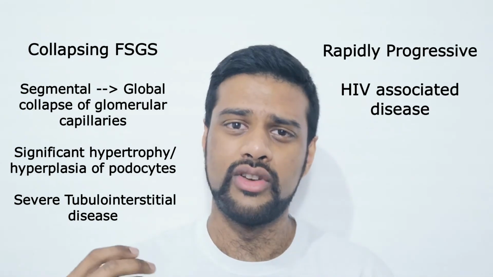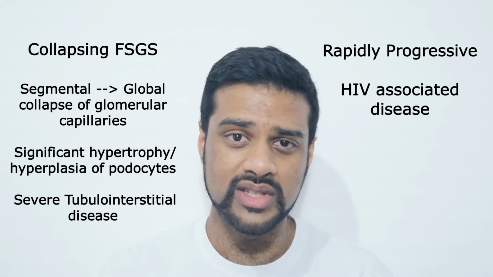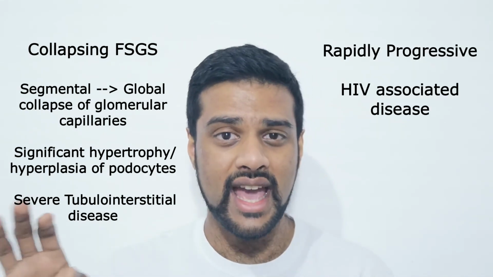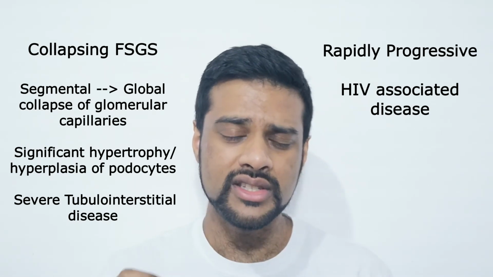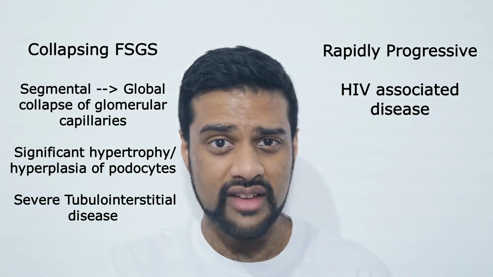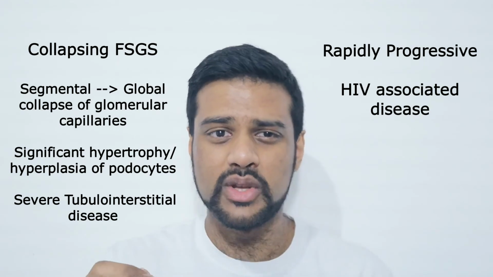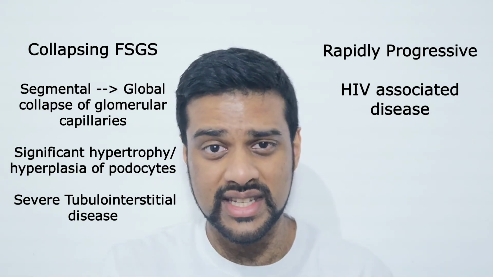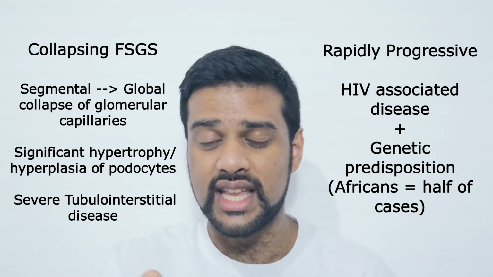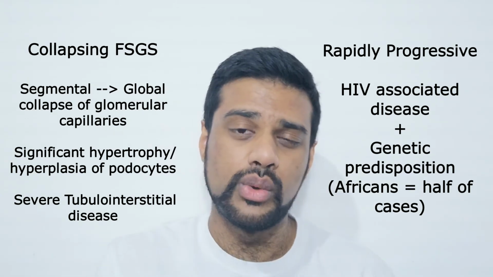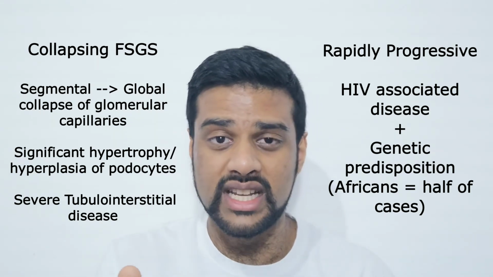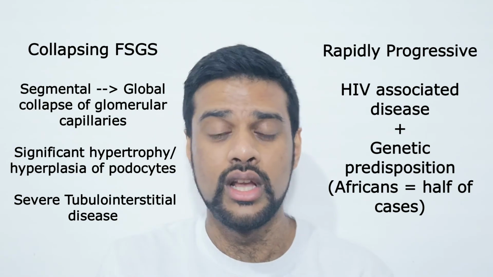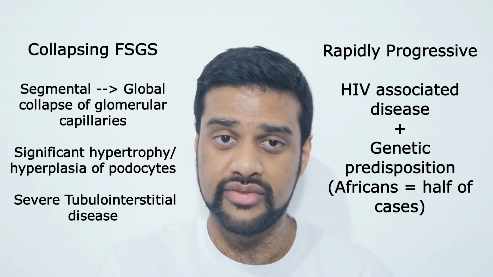This is a really rapidly progressive, really awful form of a glomerulonephropathy that is heavily associated with HIV and African ancestry. So you have to have HIV to have it, but for some reason it seems to affect people of African ancestry far more commonly than anyone else, and therefore we think that there is some sort of genetic predisposition to having this form of glomerulonephropathy.